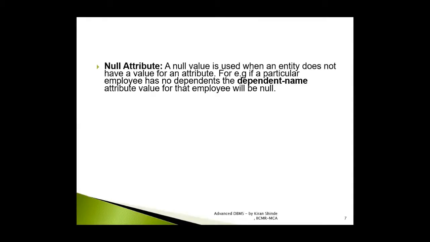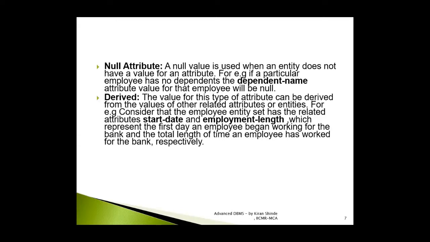Now, the next category of attribute is null attribute. A null value is used when an entity does not have a value for an attribute. For example, if you are filling up a form related to some kind of policy which you are going to open, and in that form you do not want to mention the dependent name, you can keep that field vacant, or blank. Such an attribute is called a null attribute, because it is not mandatory that you specify a value for that particular attribute. So in those circumstances, the attribute which is kept blank is called a null attribute.